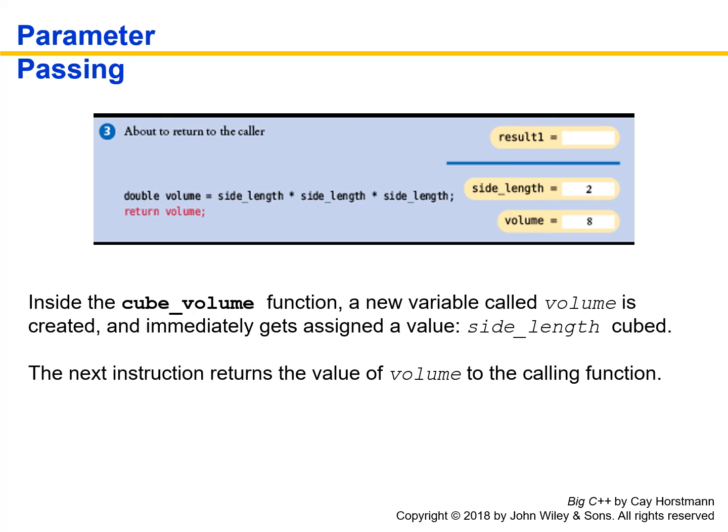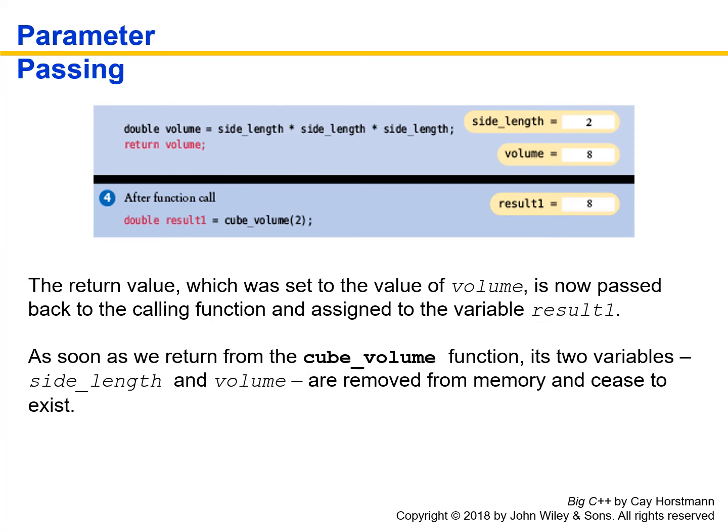Cube volume then creates a variable called volume and assigns it the value of side length times side length times side length, which is 8. It's then going to return that value, which is going to be caught by the calling function and assigned to the variable result1. At this point, the function cube volume ceases to exist anymore, and so side length and volume both disappear from memory.